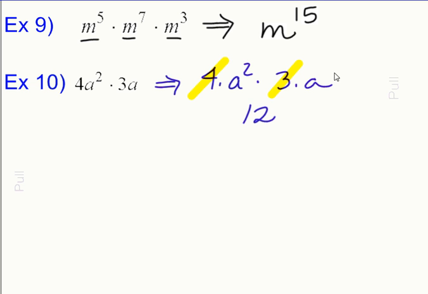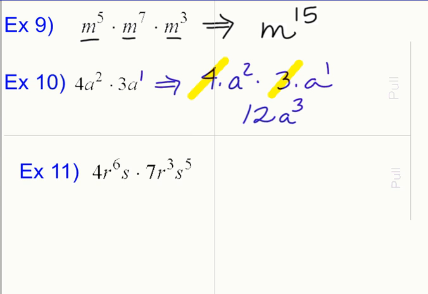Here I have 2 a's, here I have one more a, and even though there's no number out there, we know that there's one there. So altogether, we have 3 a's. If it helps you to put a little 1 next to these ones when there's nothing there to help you see it, please feel free to do so. That sometimes helps to keep things from getting confusing.